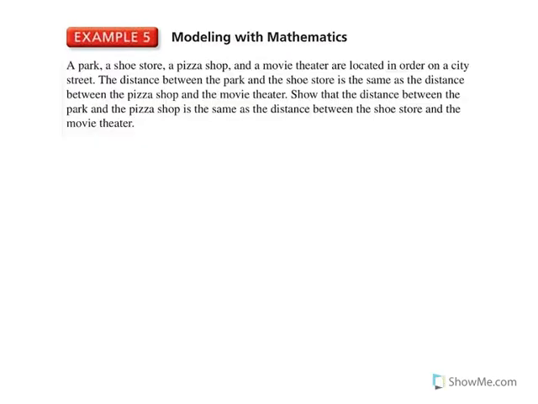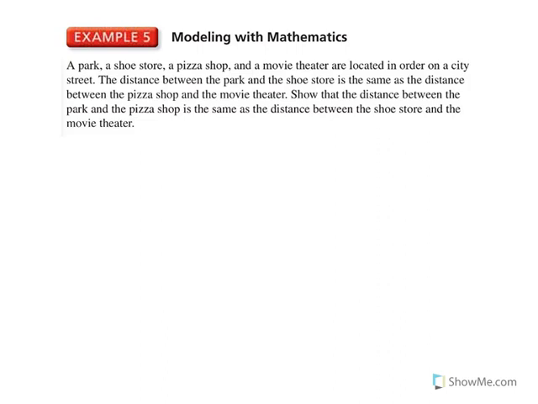So then we have one more problem. We're going to look at one that applies to segments now more than angles. We're going to be looking at segments in a real life situation, kind of being on a street. So we have a park, a shoe store, a pizza shop and a movie theater that are located on a city street. The distance between the park and the shoe store is the same as the distance between the pizza shop and the movie theater. Show that the distance between the park and the pizza shop is the same as the distance between the shoe store and the movie theater.